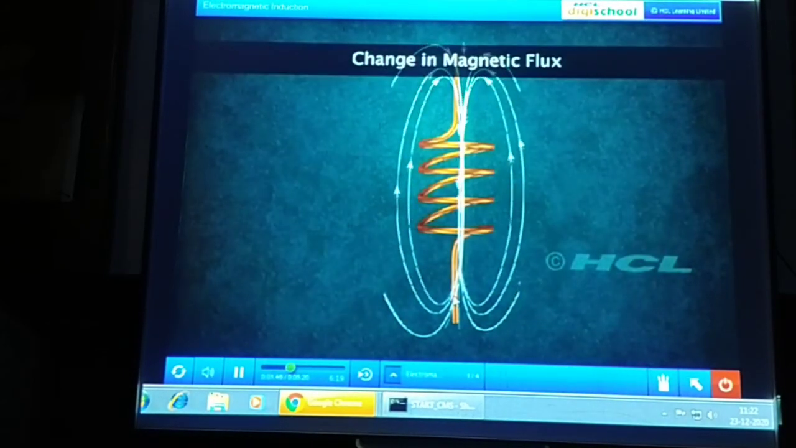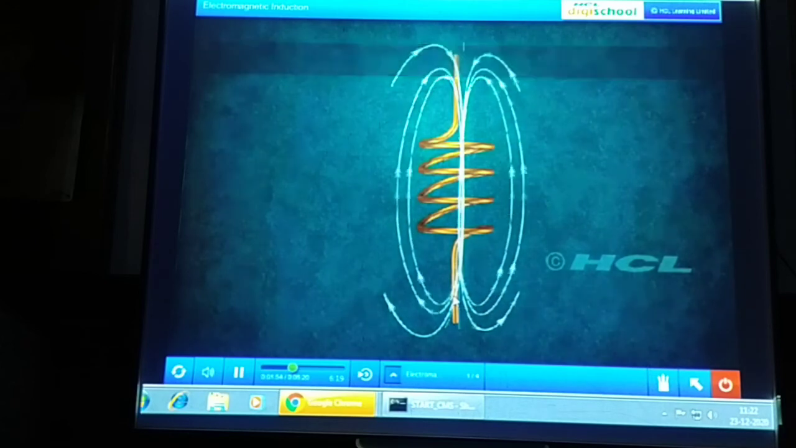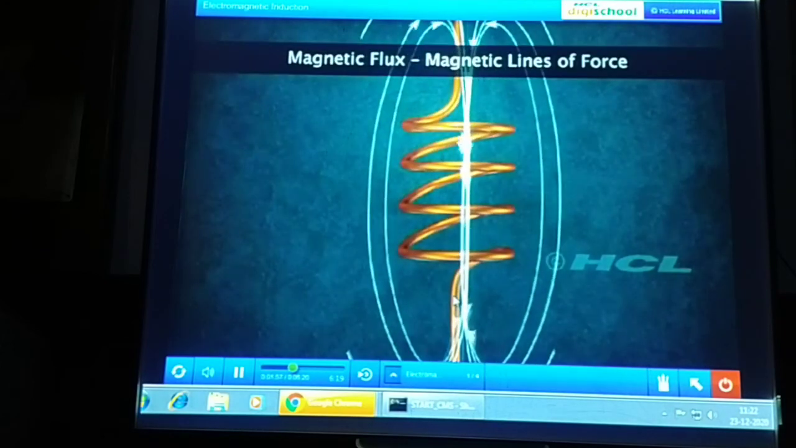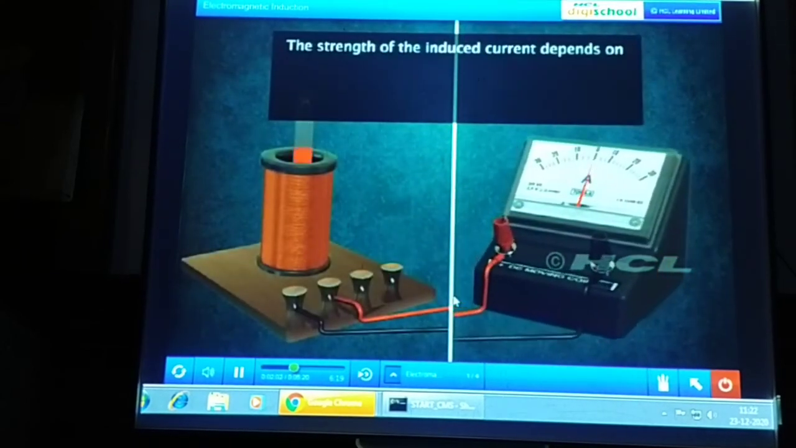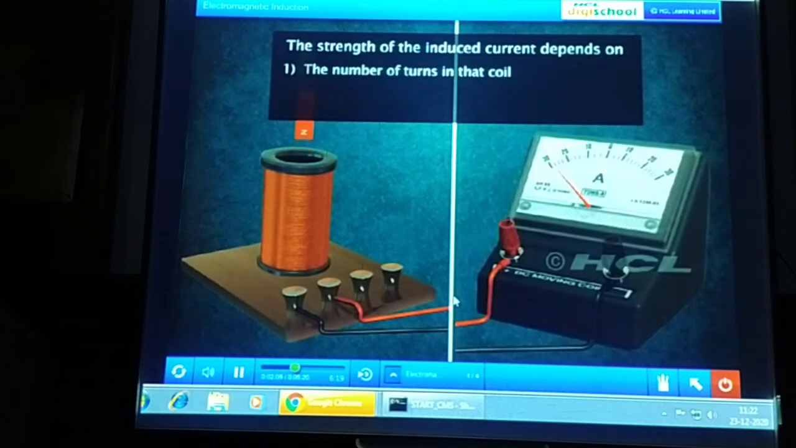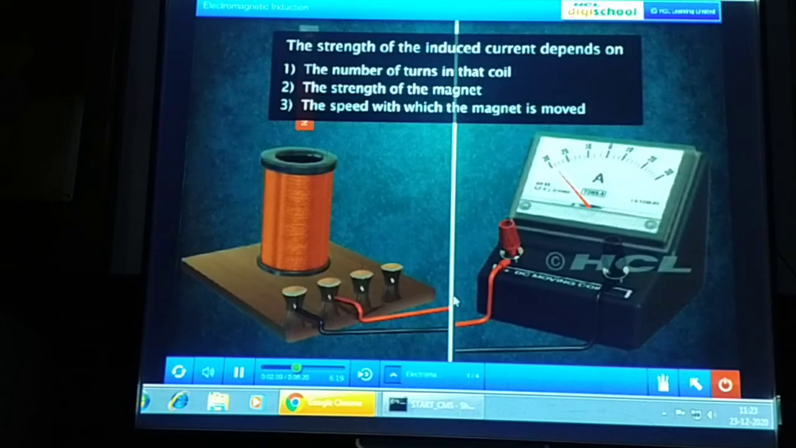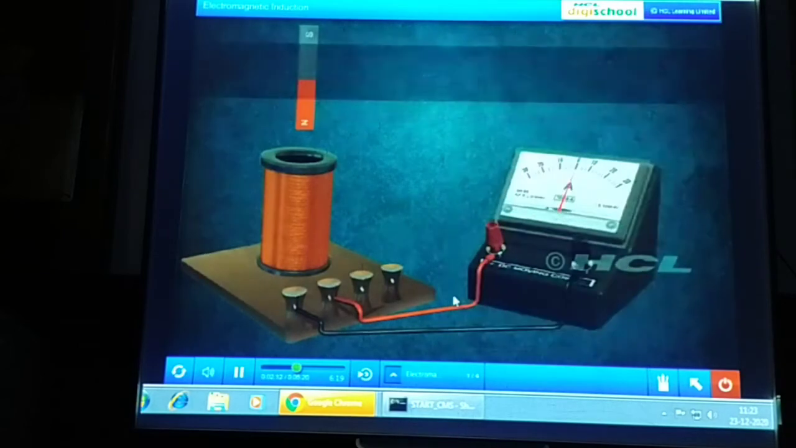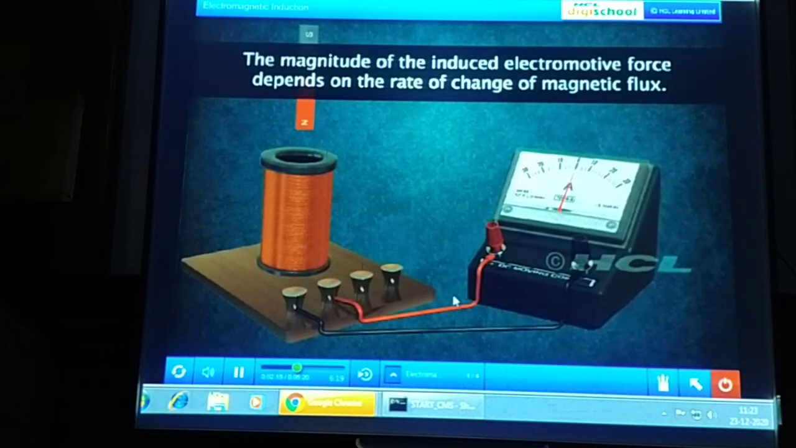Faraday concluded that a current was induced in the coil owing to a change in the magnetic flux passing through the solenoid. Magnetic flux is the number of magnetic lines of force. The strength of the induced current depends on the number of turns in that coil, the strength of the magnet, and the speed with which the magnet is moved. In other words, the magnitude of the induced electromotive force in a conductor depends on the rate of change of the magnetic flux linked to the conductor.